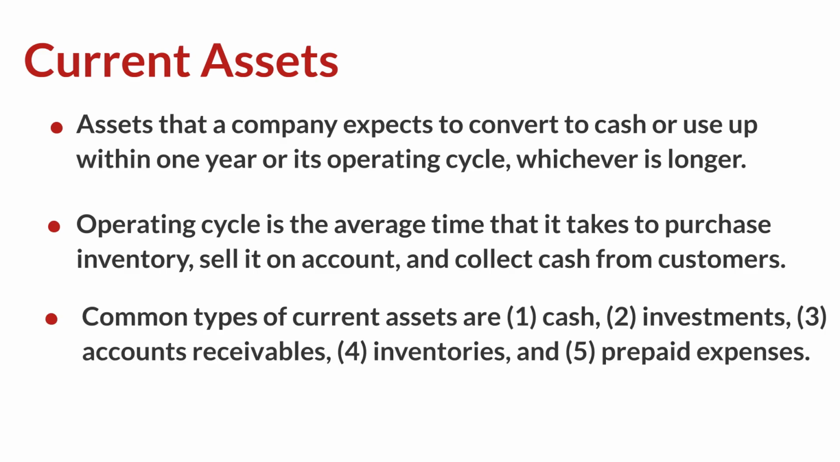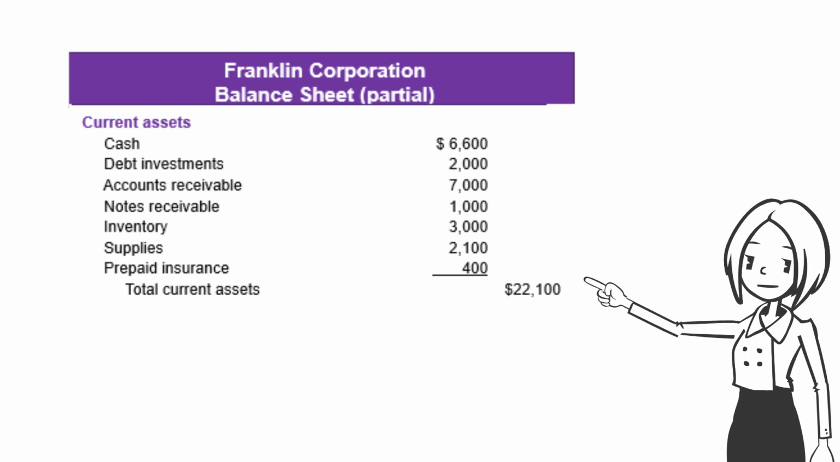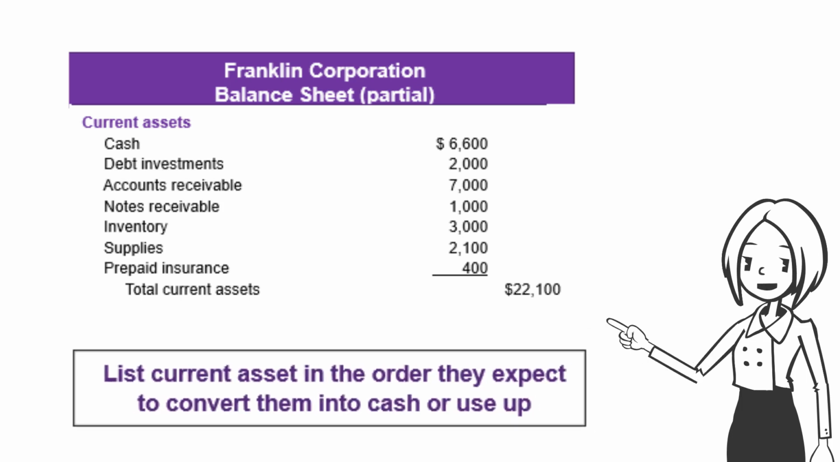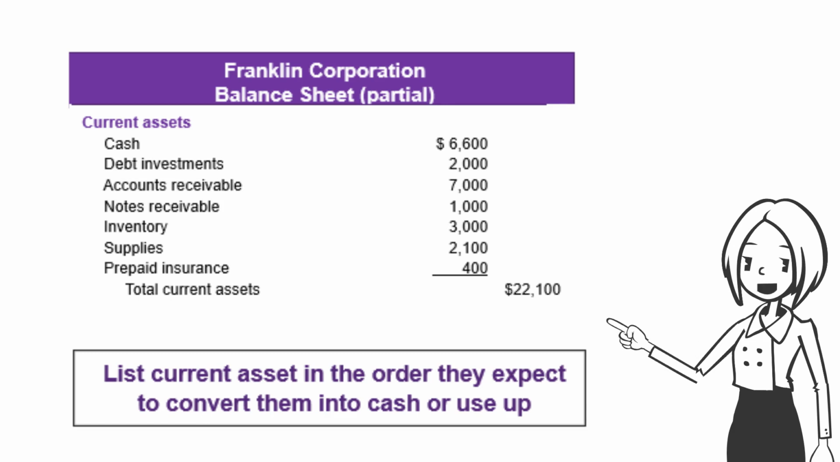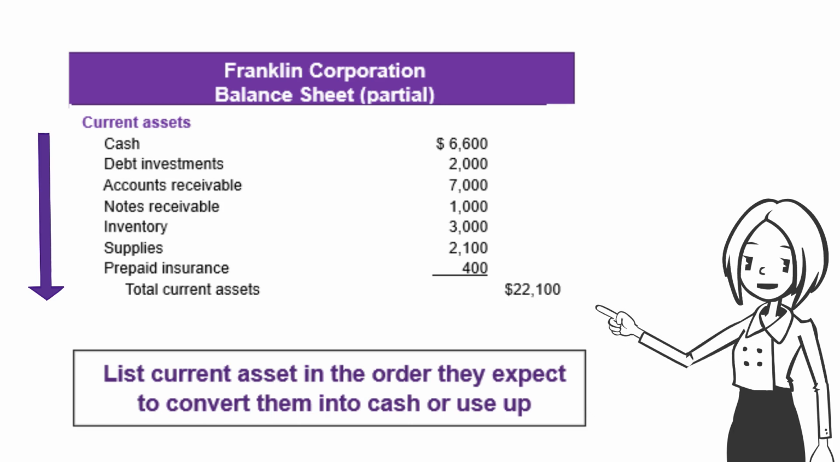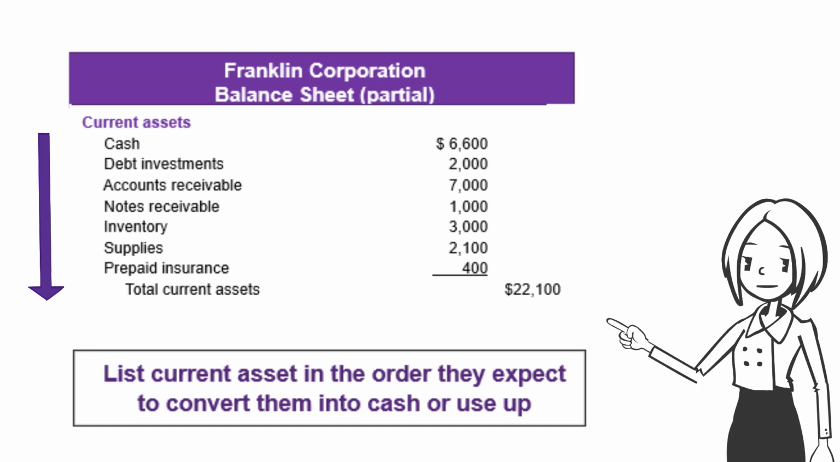Common types of current assets are cash, short-term investments, accounts receivable, inventories, and prepaid expenses such as supplies and insurance. Franklin Corporation had current assets of $22,100. List current assets in the order in which they expect to convert them into cash or use up. So list cash first, followed by short-term investments, and then accounts receivable. If you are not sure of the order, please reference the chart of accounts, which lists assets in this order.